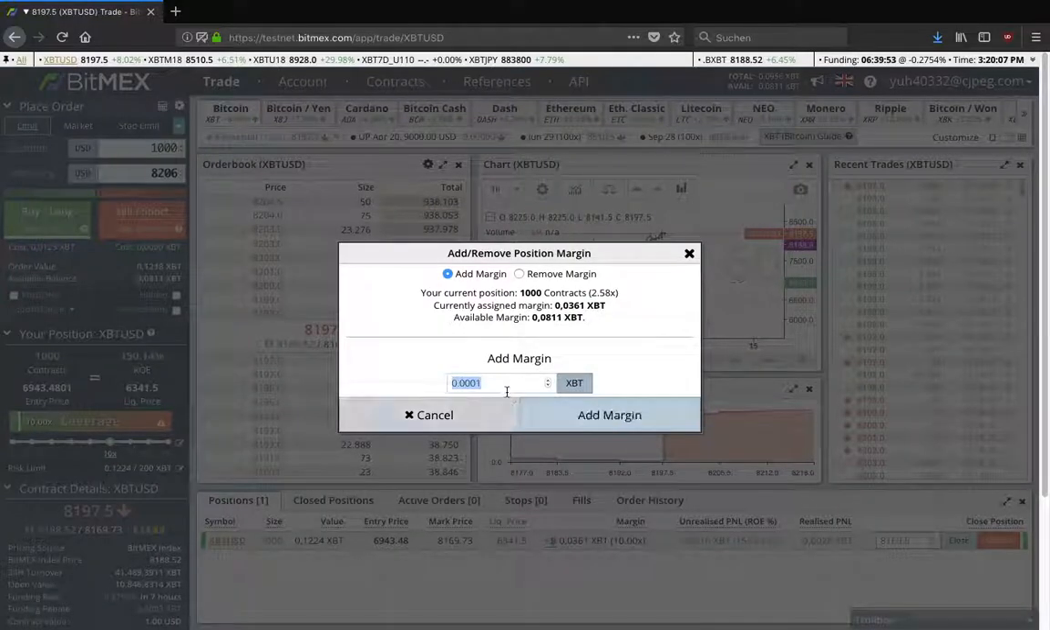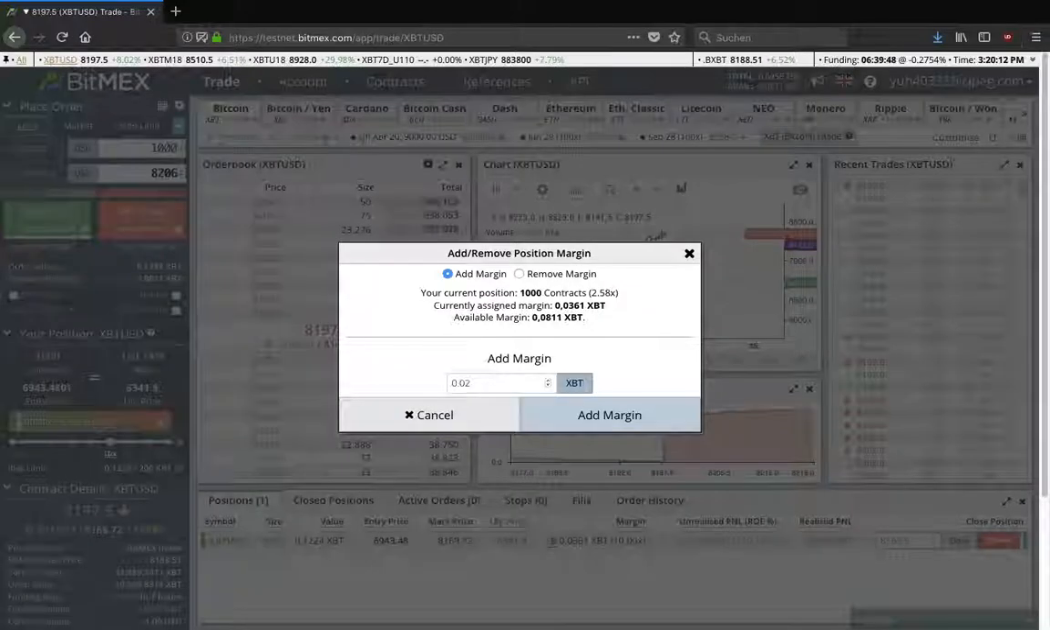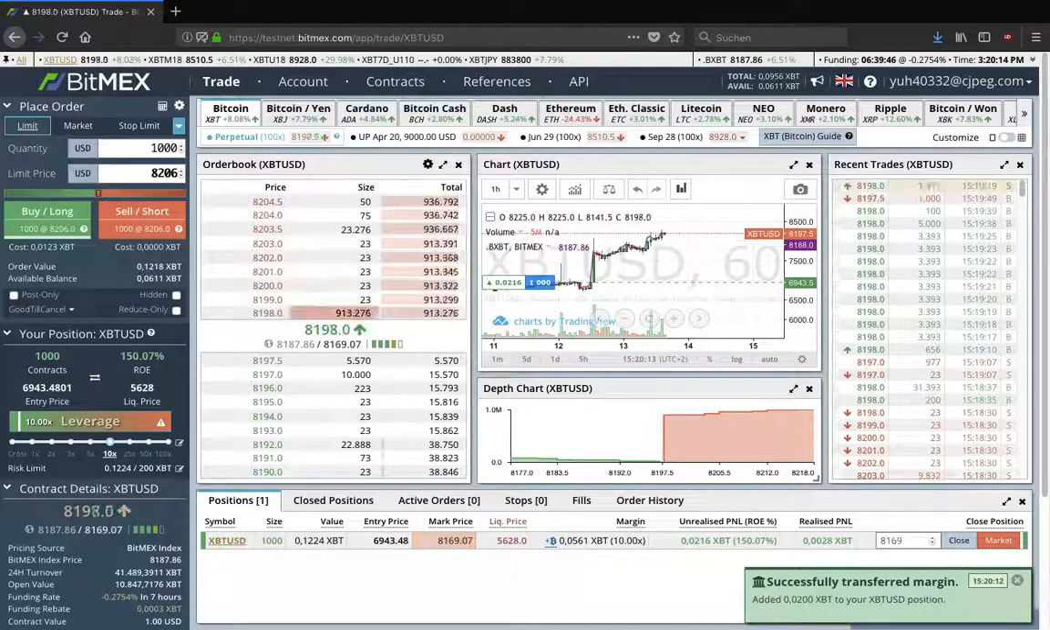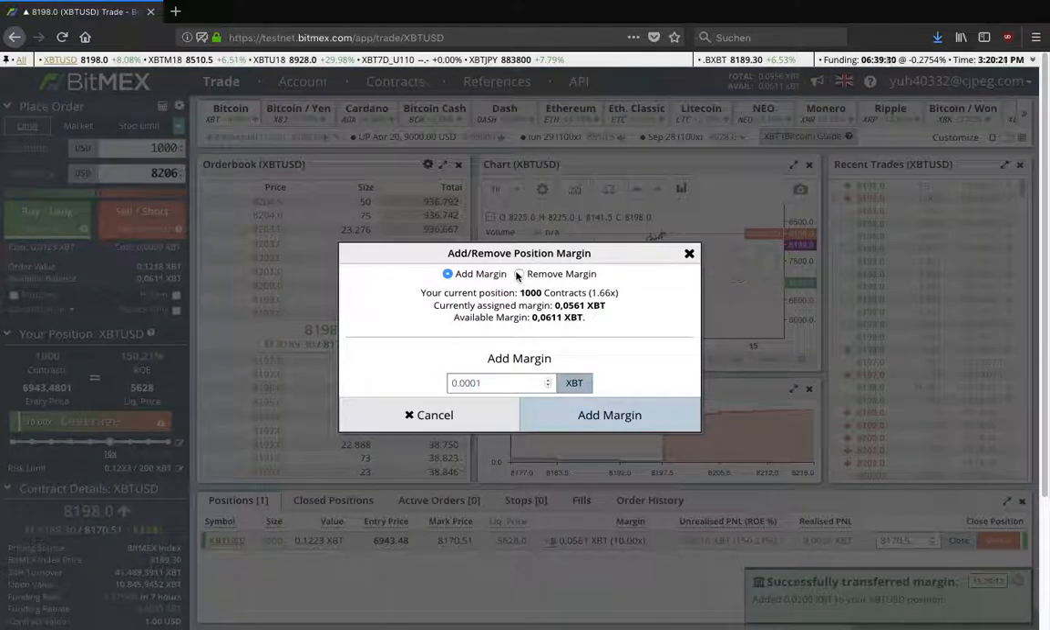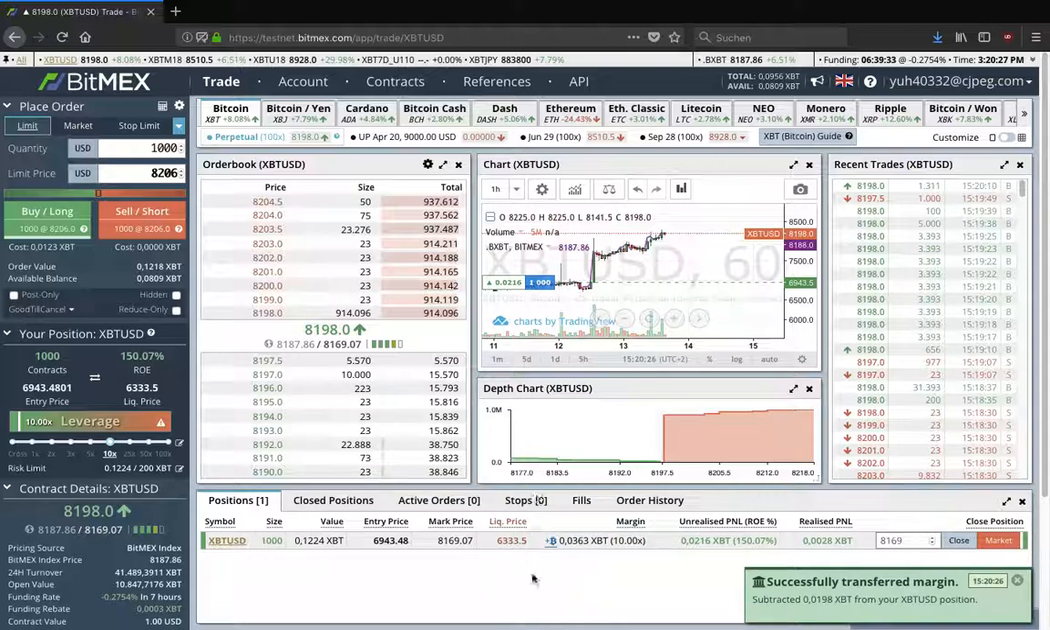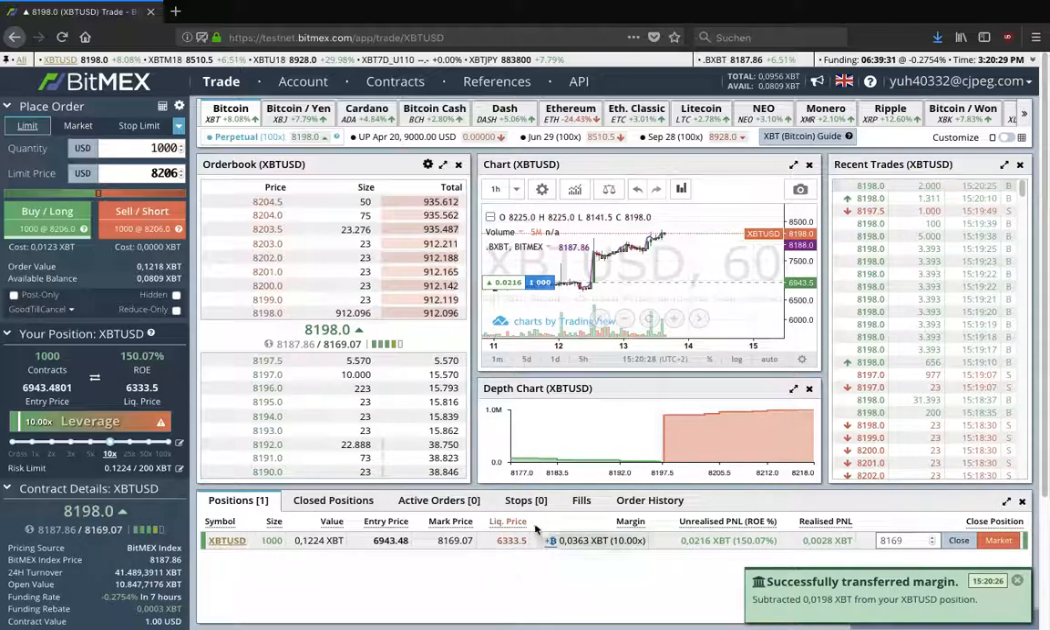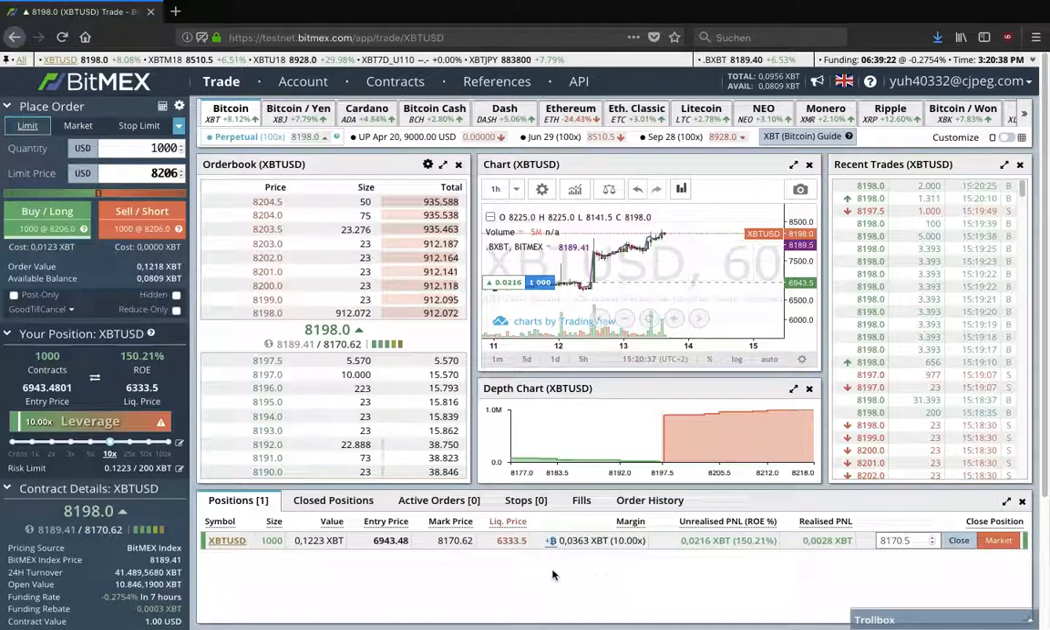Actually, you can add additional margin if you want to lower your liquidation price. So now my liquidation price went $500 lower than before, and you can remove the additional margin you just added, and now it's higher again. So this is isolated margin: you have a defined amount of margin you are risking if this price is reached.